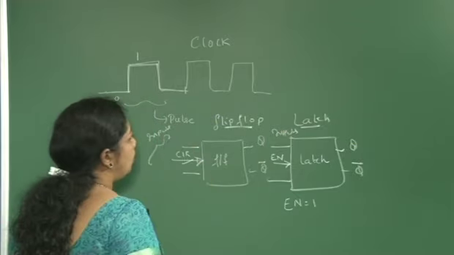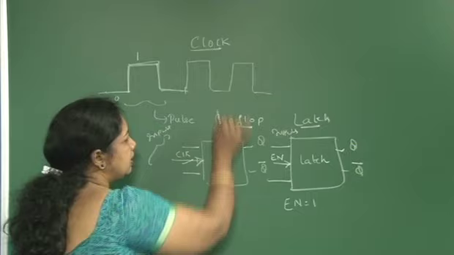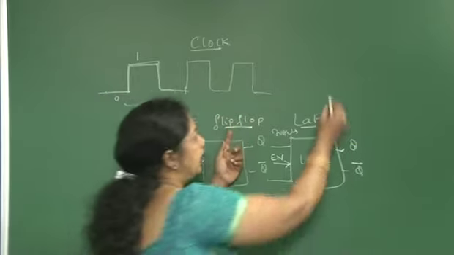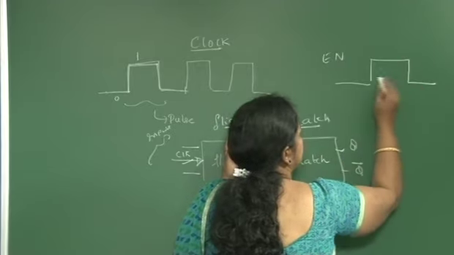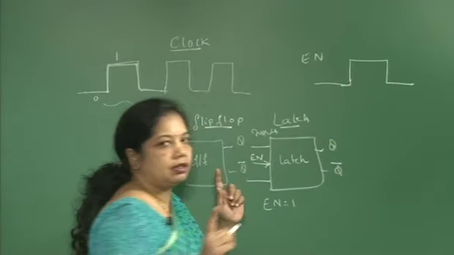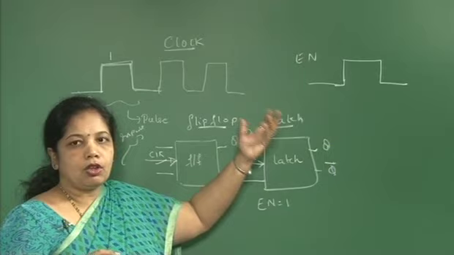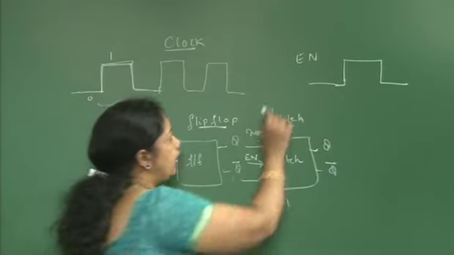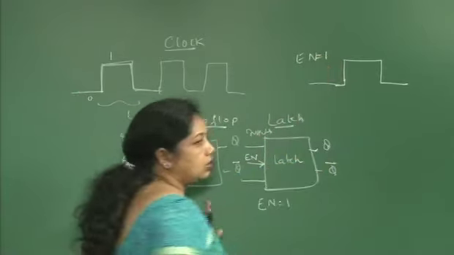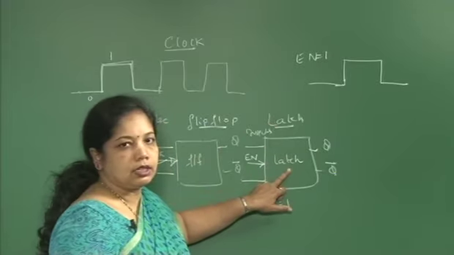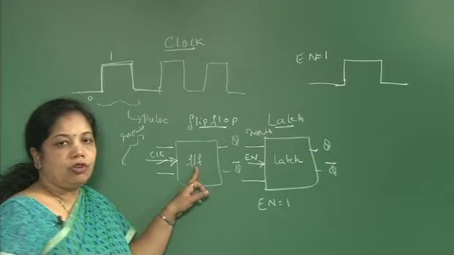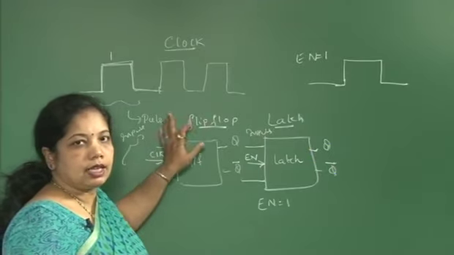Whenever I talk about a clock, it is with respect to a flip-flop. The enable signal is a signal that can be either logic 1 or logic 0. If I am treating it as logic 1, that is, the enable signal is high, then only this latch responds. As I said, a flip-flop will respond whenever the clock signal is high.